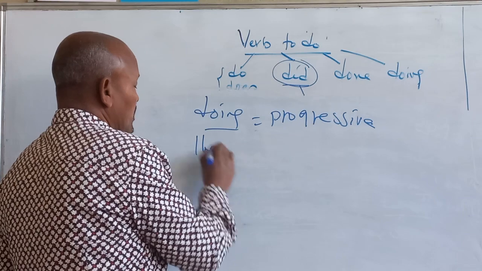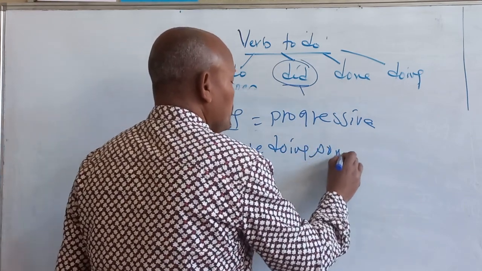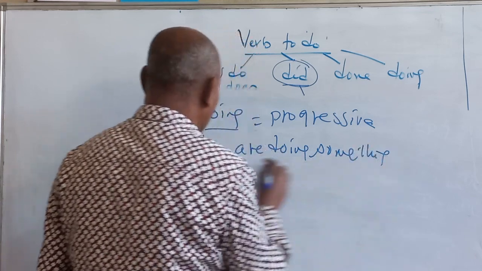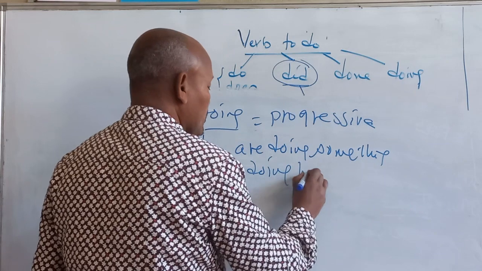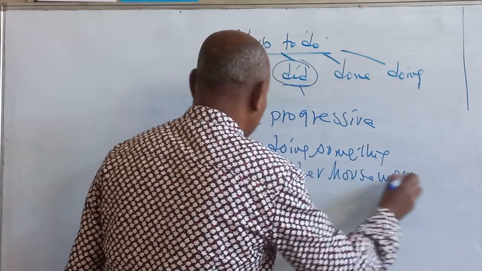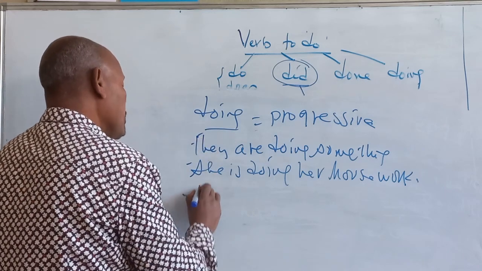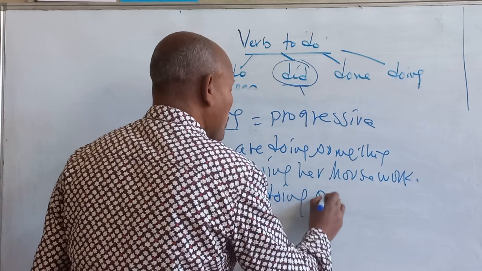For example, they are doing something. Yes, they are doing something. Or she is doing her work, her housework. Yes, she is doing her housework. And we are doing our project.